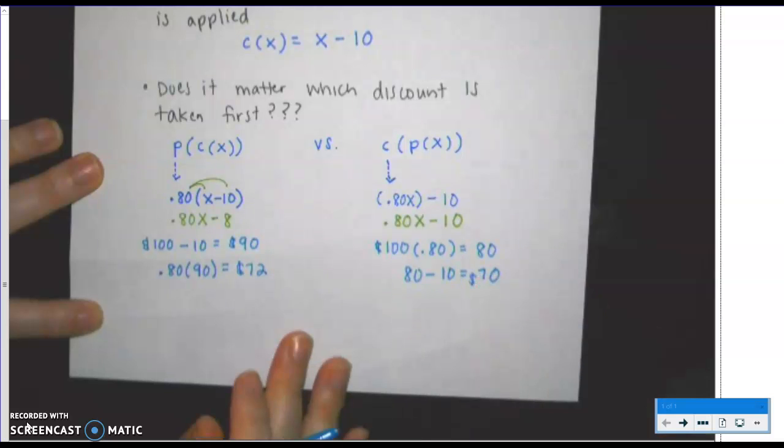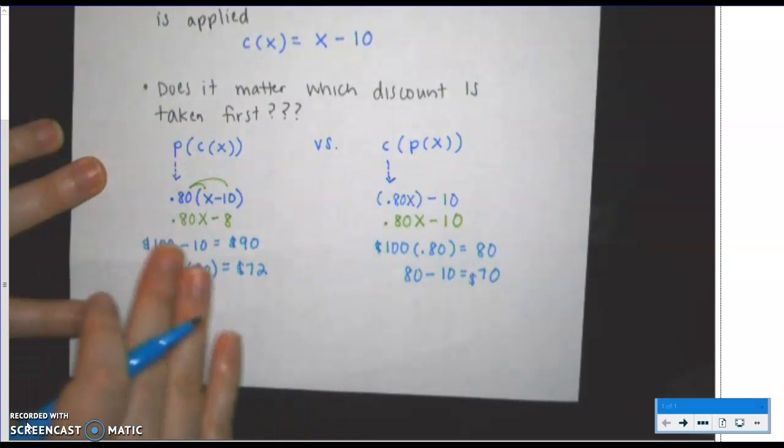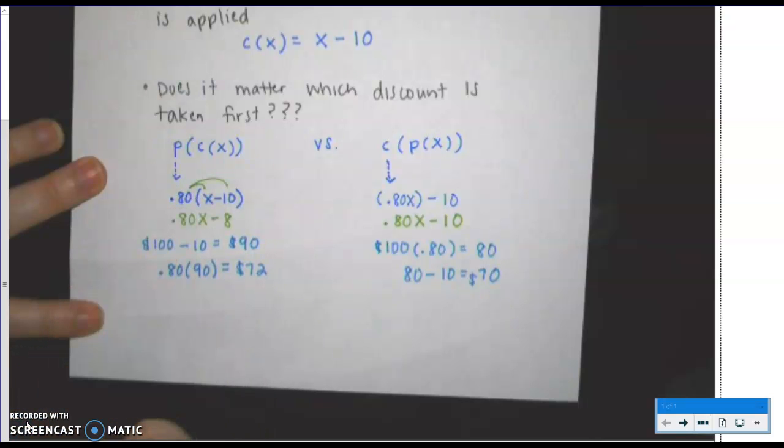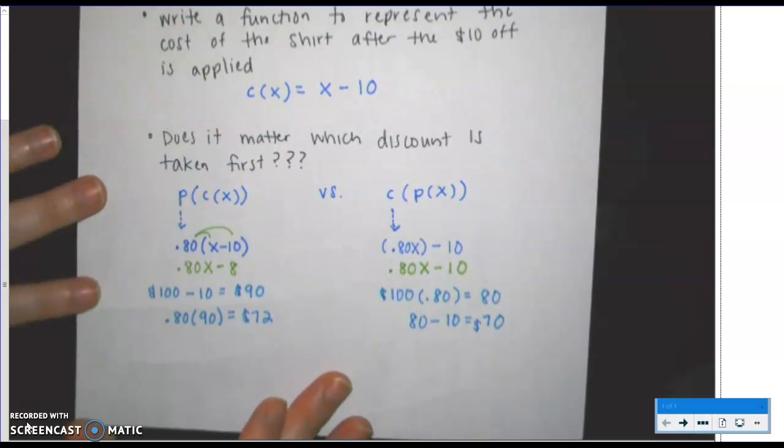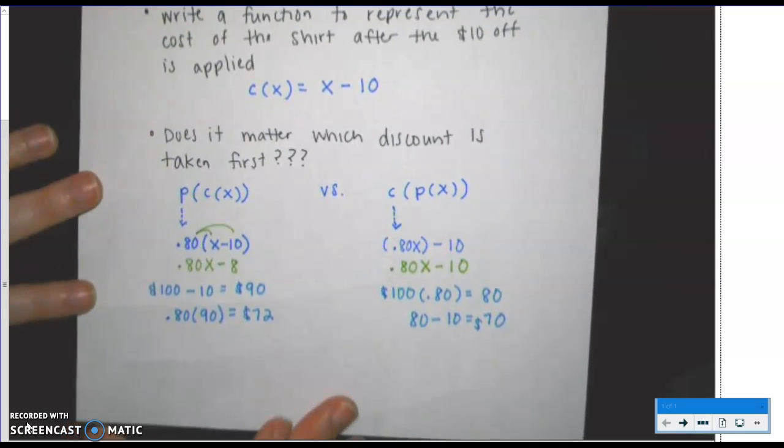The bad thing for you is stores know this, and so typically when they are running a sale that's a percent and you also have a dollar amount coupon, they do this first because they know that that's going to save you less money, which means they get to keep more of your money. All right, so we're going to do a few more examples like this in class, but the premise is the same for both of them.